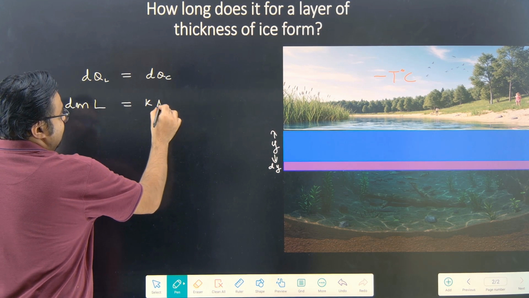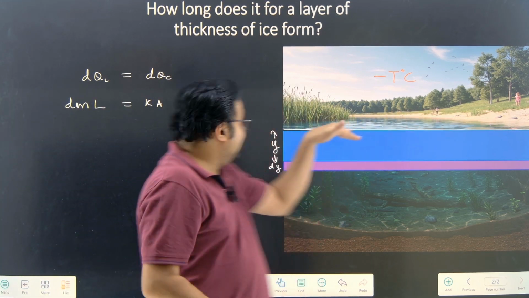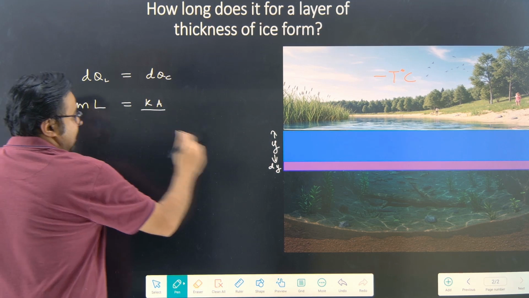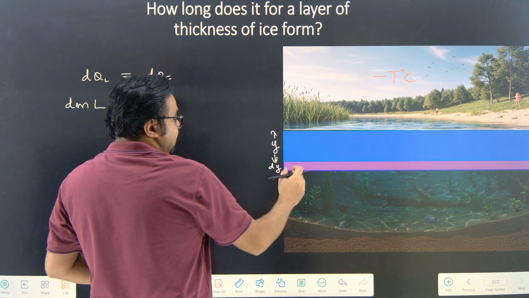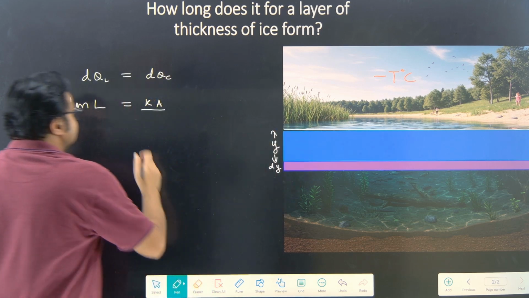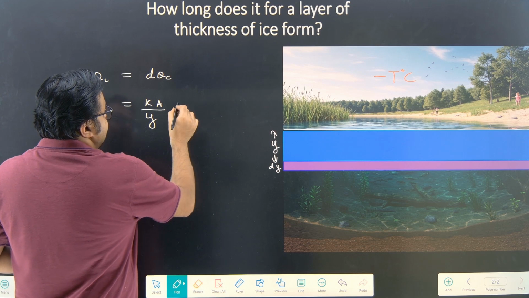K into A, my dear friends, is the area of the lake here. In this case, it's a lake. So let's say the area of the lake is A, divided by L. L means the length through which the heat escapes when it's getting conducted. So this is y, the length is y, multiplied by difference in temperature.